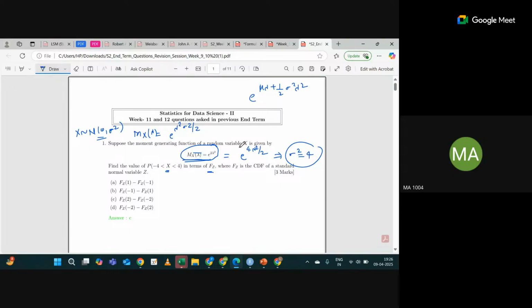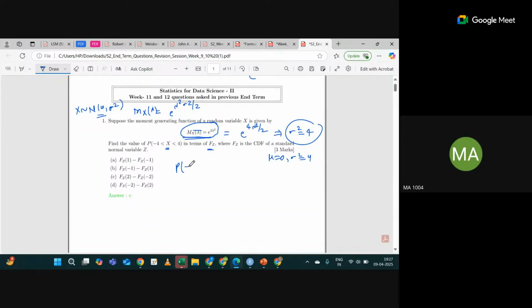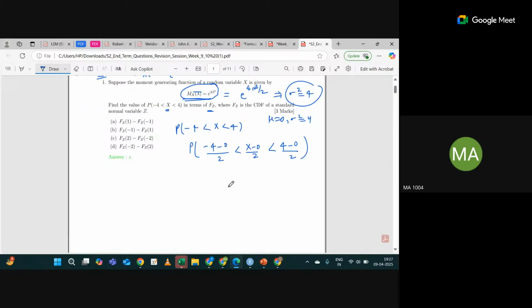Now what we got is mean mu as 0 and sigma square as 4. So we have the probability that -4 less than x less than 4. What should be our next step? We subtract the mean and divide by the standard deviation, which is 2. So x minus 0 divided by 2, and 4 minus 0 divided by 2. Would you agree with me? Yes. This will be the probability that -2 less than z less than 2.